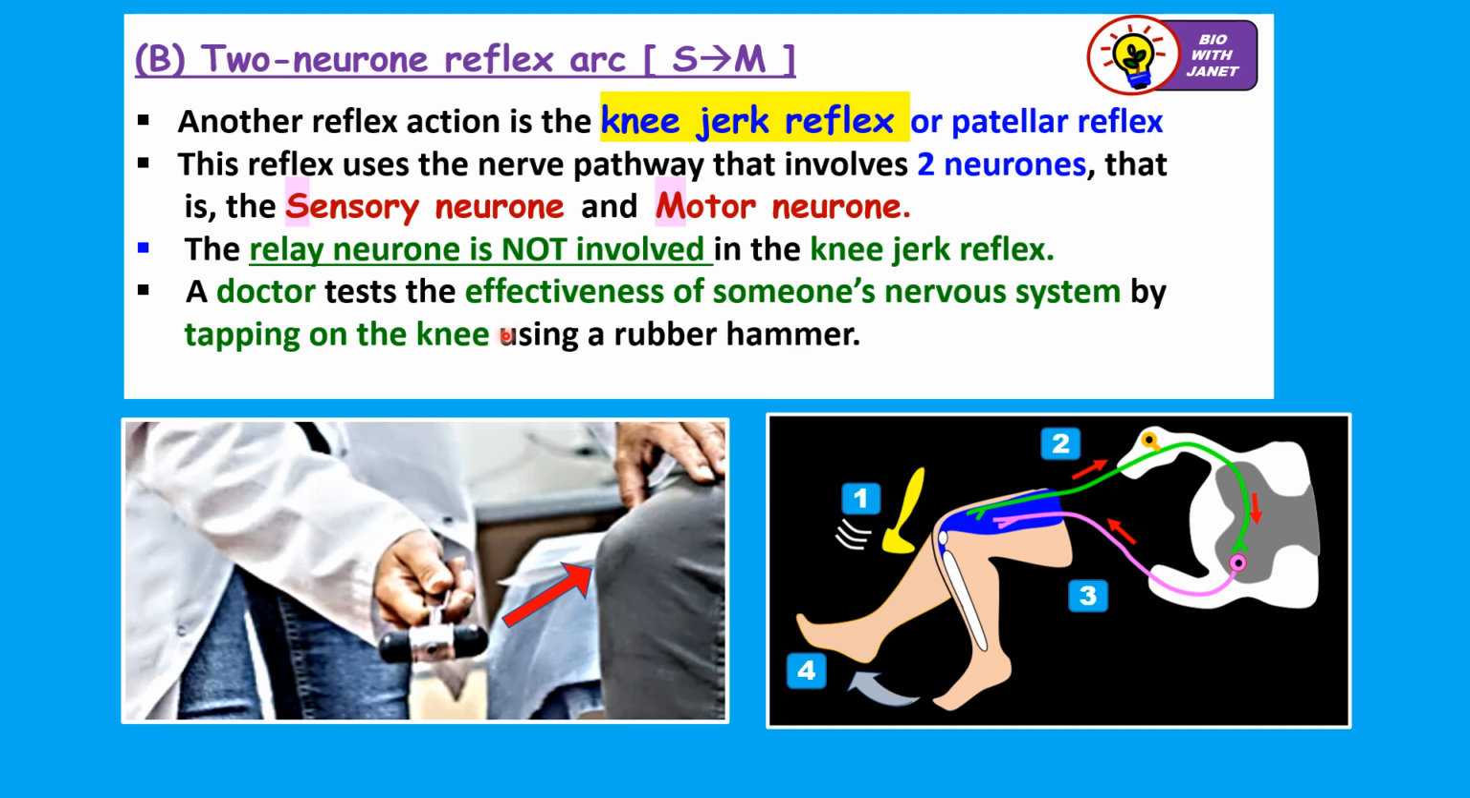The doctor sometimes tests the effectiveness of somebody's nervous system by tapping the knee with a rubber hammer, as you can see here. In normal circumstances, the knee should jerk forward and upwards like this when it is tapped. So let's find out how this actually occurs.